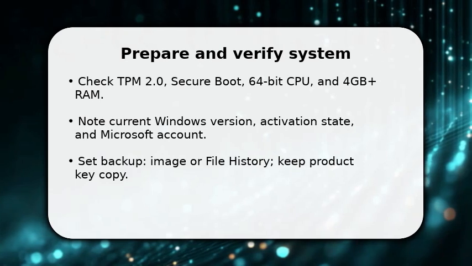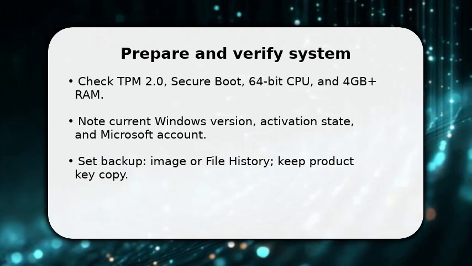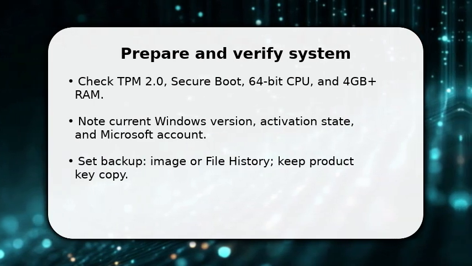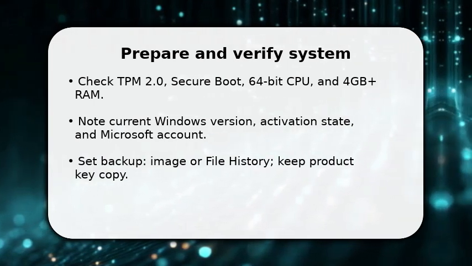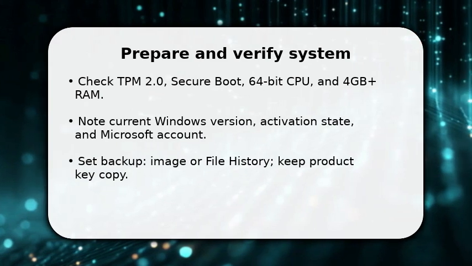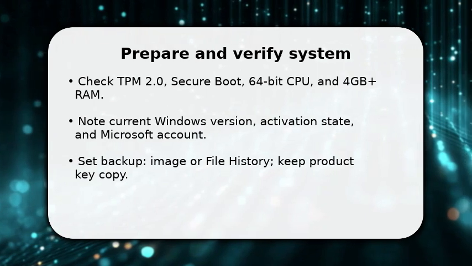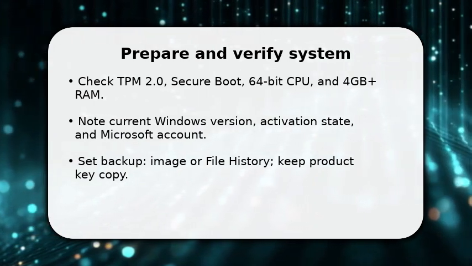You start by confirming requirements: TPM 2.0, secure boot, 64-bit CPU, and enough RAM. Once done, record your current Windows activation and Microsoft account so you can transfer or link later. Make a backup image or file history backup to avoid data loss.